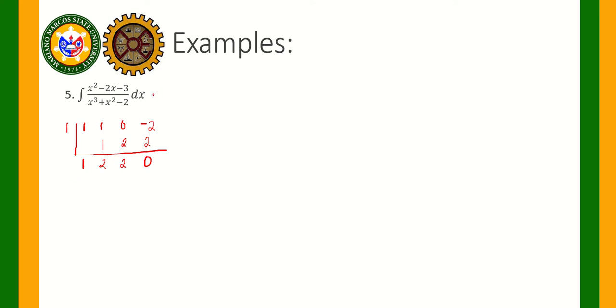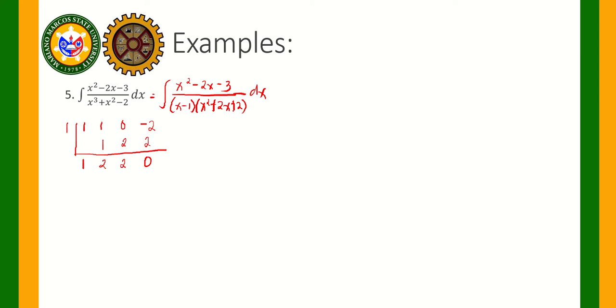one. So, this will be equal to the integral of x squared minus 2x minus 3 all over x minus 1 times x squared plus 2x plus 2, and then dx. So, this one, kinuha ko lang siya dito. Yung mga numbers dito are the numerical values or the numerical coefficients of our x variables. Starting from x squared. Okay?